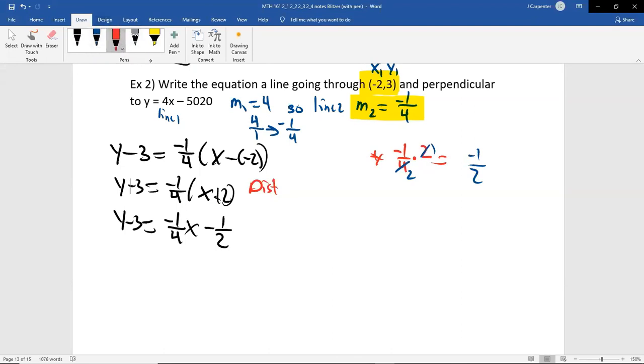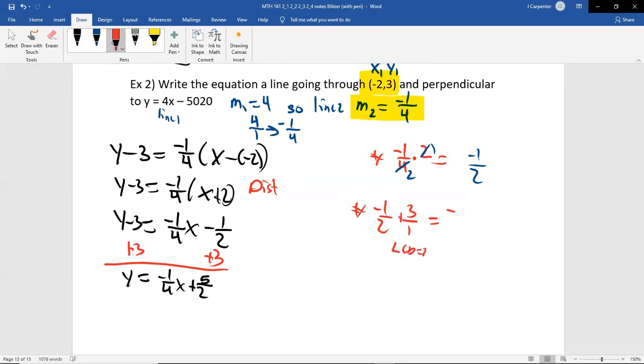Then, to finish this up, we just got to move the 3 over, so we add 3. Oh, look at that, we're adding and subtracting fractions. We get y equals negative 1/4 x, and then 3 minus 1/2 is going to be a plus 5/2. Where did I get that from? Negative 1/2 plus 3, which you can write as 3 over 1, the LCD would be 2. So negative something over 2 plus something over 2. 2 goes into 2 once. 1 times 1 is 1, so that's still negative 1/2.